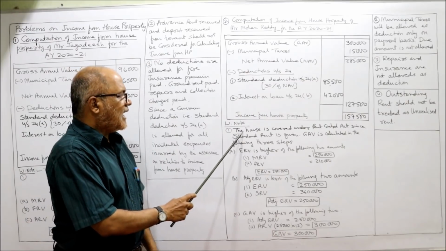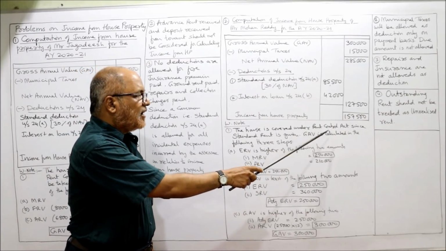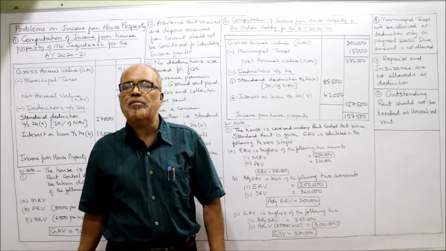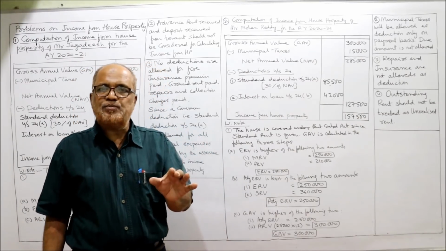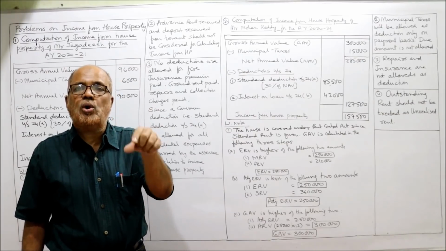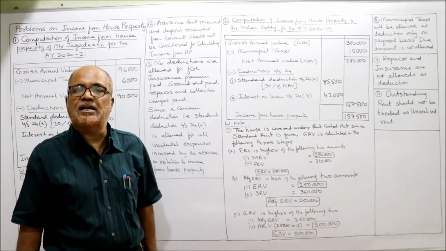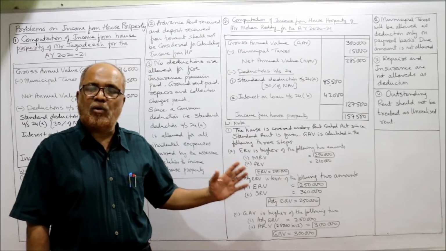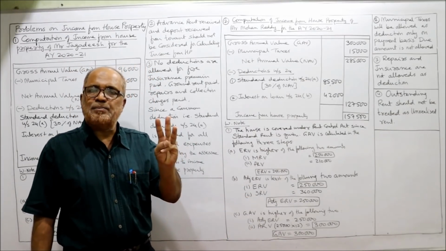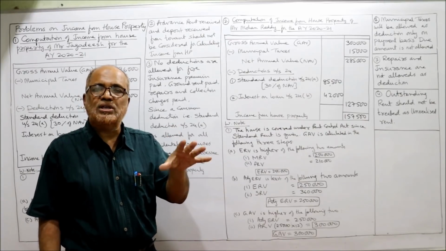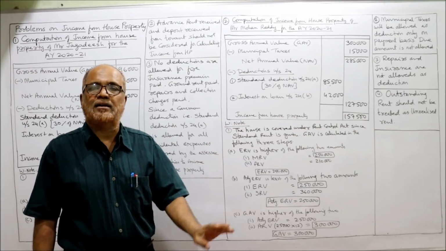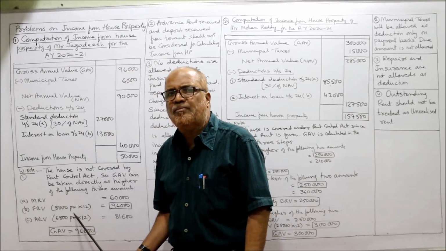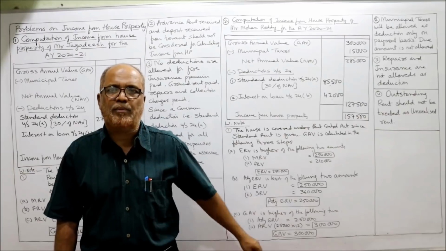Now, working note. The house is covered under Rent Control Act since standard rent is given. In the previous problem standard rent was not given. In this problem standard rent is given, so the house is covered by Rent Control Act. So GAV is calculated in the following 3 steps. Now concentrate. In 3 steps we calculate GAV if the house is governed by Rent Control Act. If the house is not governed by Rent Control Act, only 1 step we can calculate GAV like the previous problem.